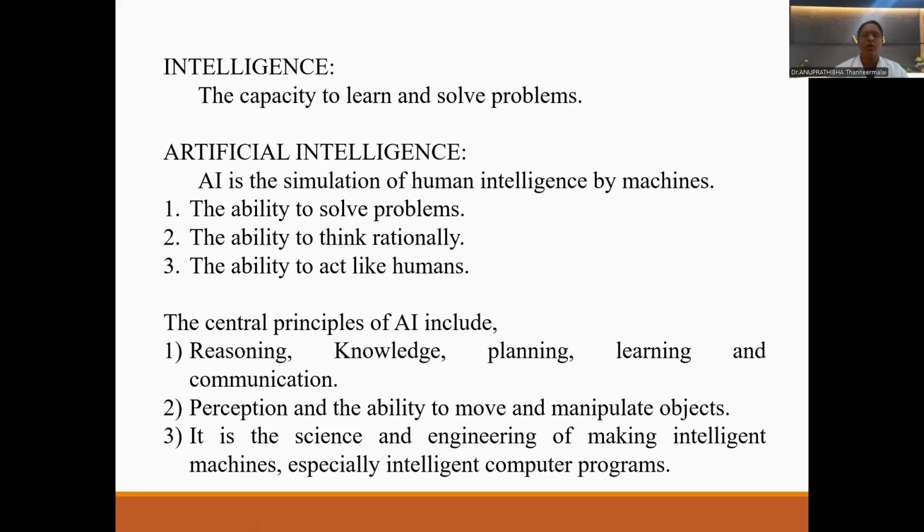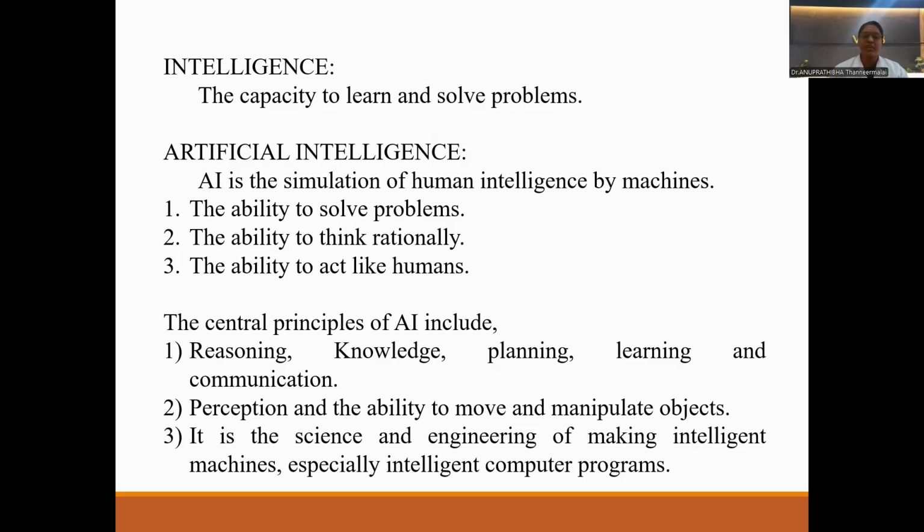So here, what do you mean by intelligence first? The capacity to learn and solve the problems. So what is artificial intelligence? It is to simulate the human intelligence by machines. Simulation is nothing but the imitation of human intelligence by machines. So here, through this artificial intelligence, we have the ability to solve the problems, to think rationally, and to act like humans. We are making the machines to act like humans.